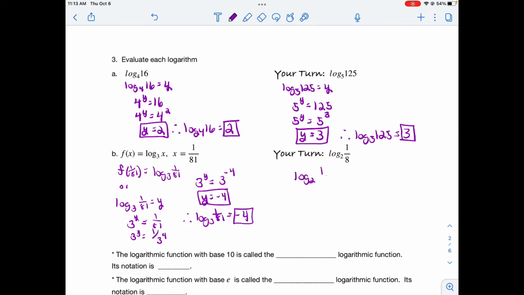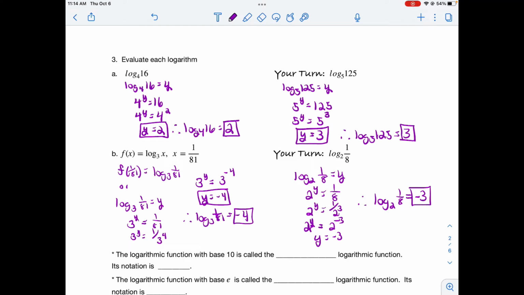I can rewrite this as log base 2 of 1 over 8 is equal to y, and then 2 to the y is equal to 1 over 8. 8 can be rewritten as 2 to the 4th power, or cube power, sorry, and then 2 to the y is equal to the negative 3rd power, and so y is equal to negative 3. So my conclusion is log base 2 of 1/8 is equal to negative 3.